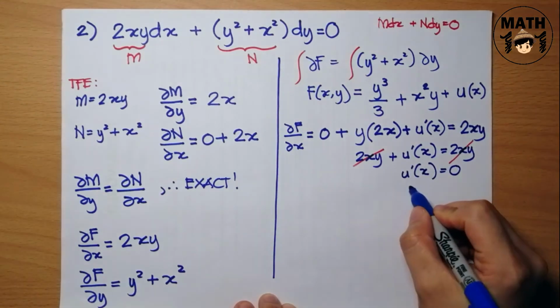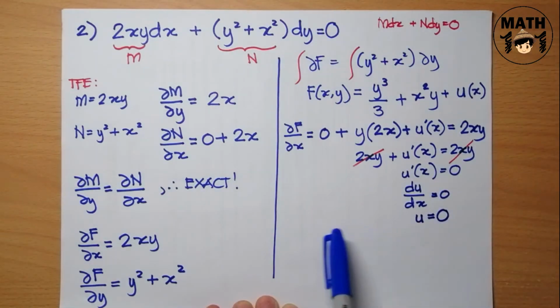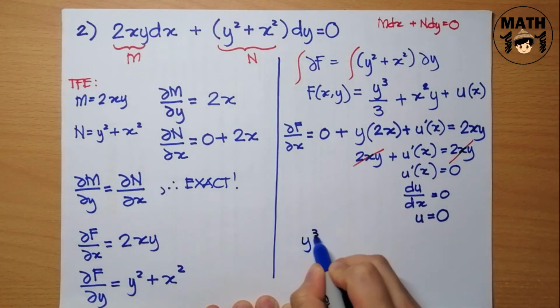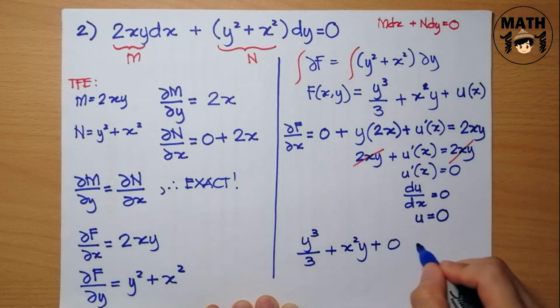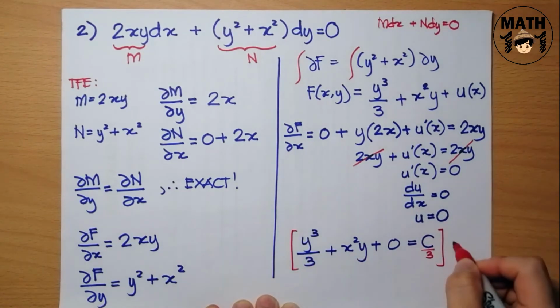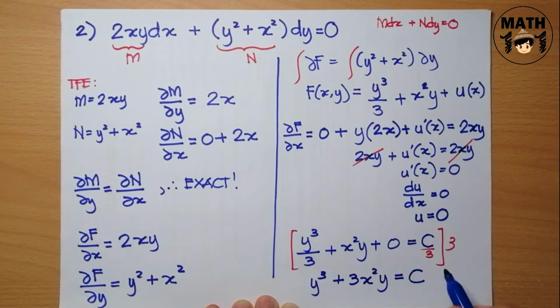Ano ngayon yung function ng x? Therefore, u is just equal to 0. So now the function f in terms of the variables x and y is just y cubed over 3 plus x squared y plus this is 0 equal to the constant c. Simplifying this by multiplying the whole equation by 3, and c, susulat ko na rin na divided by 3. So we have y cubed plus 3x squared y equals c. So this is the general solution of the differential equation.